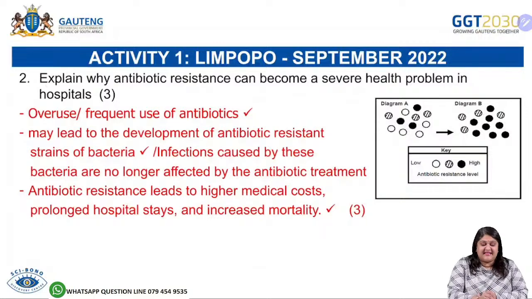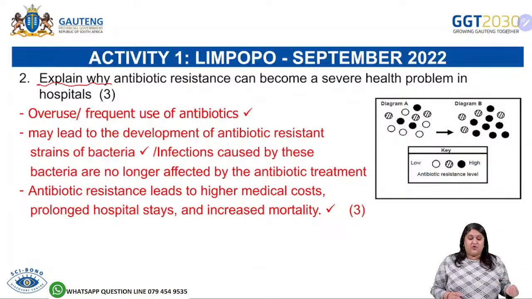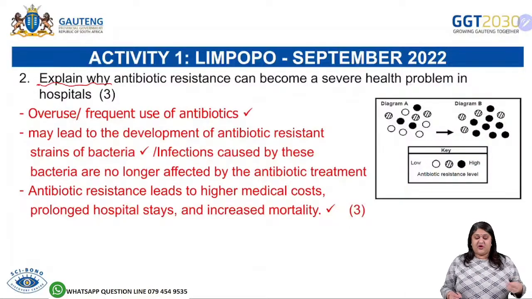So because it's an explain question, explain why, you cannot only say antibiotic resistance leads to higher medical costs and prolonged hospital stays. You need to say why. So it's very important that you are saying that they are overusing these, right? And they lead to antibiotic resistant strains. And that is what's going to cause more to be.